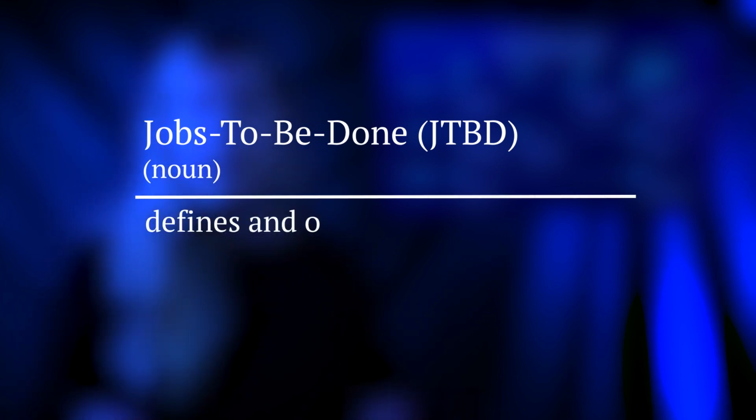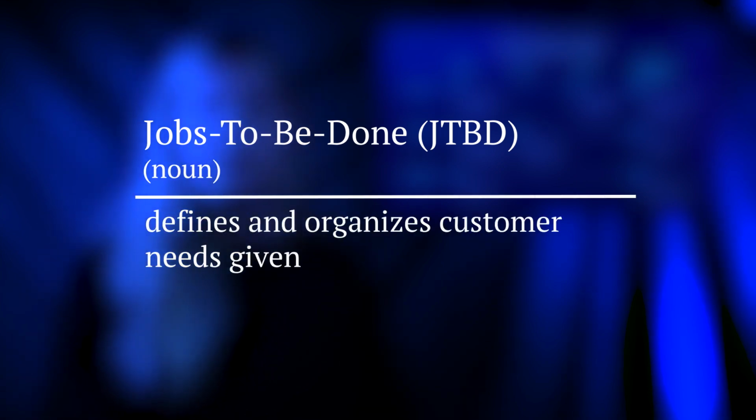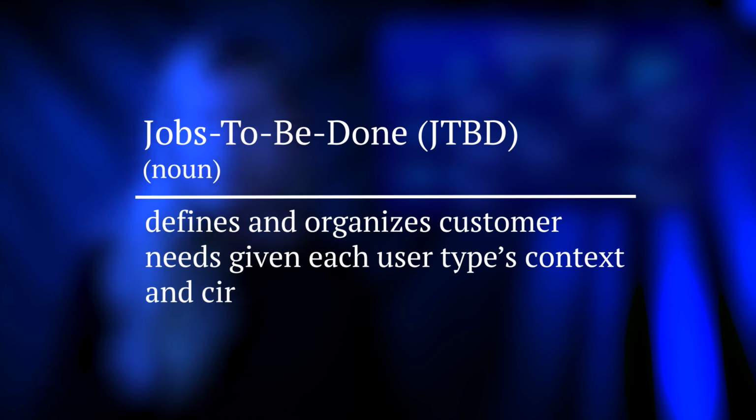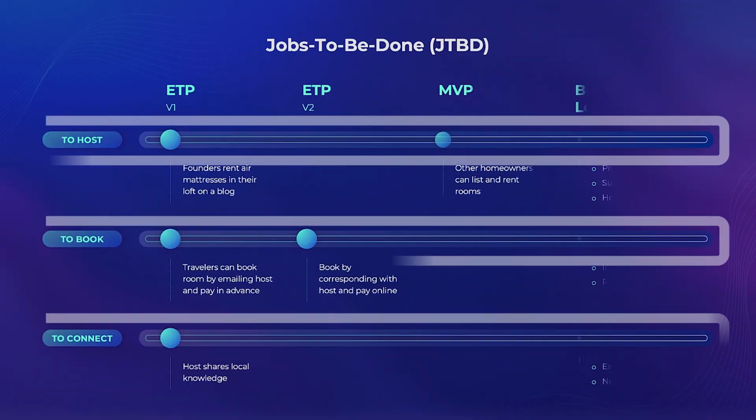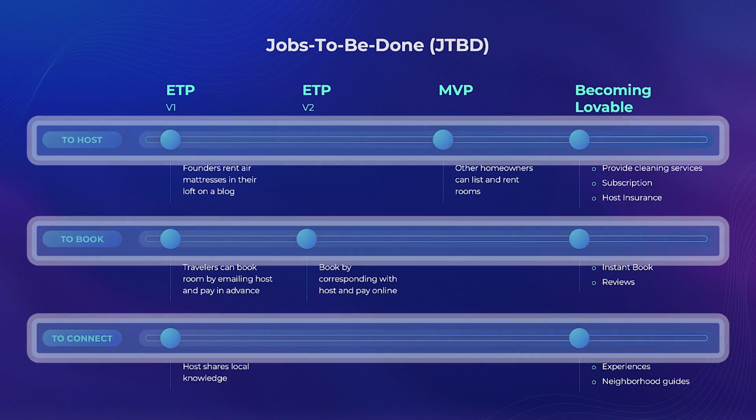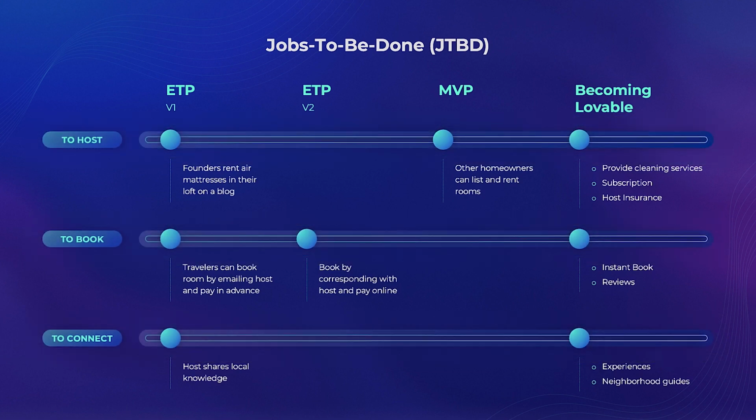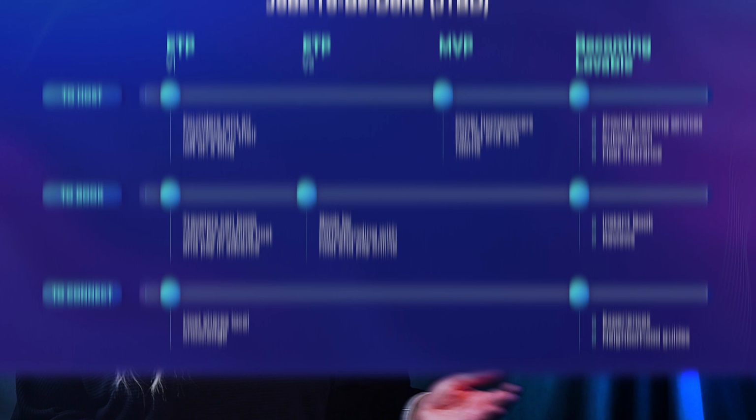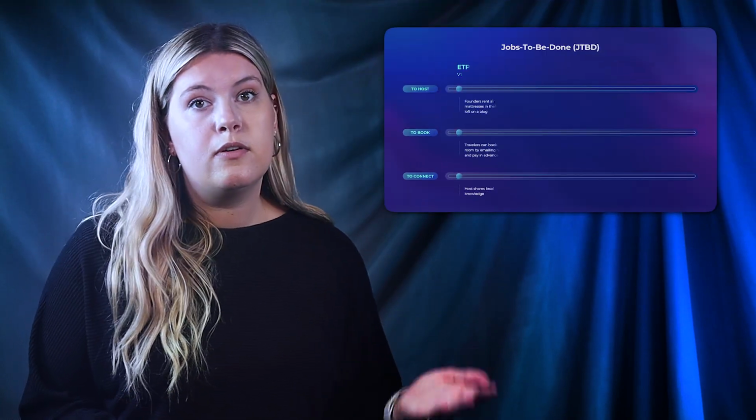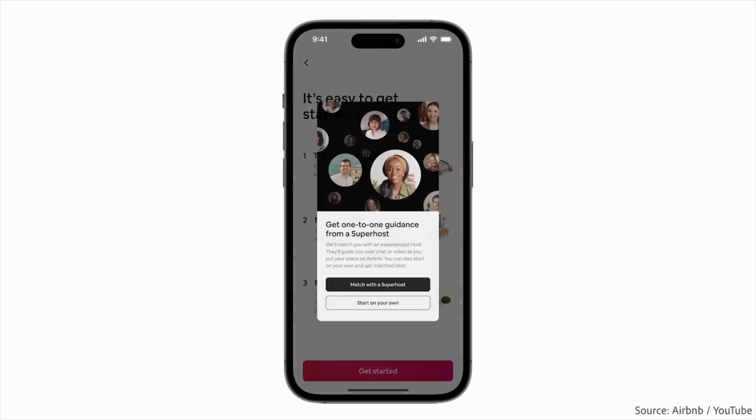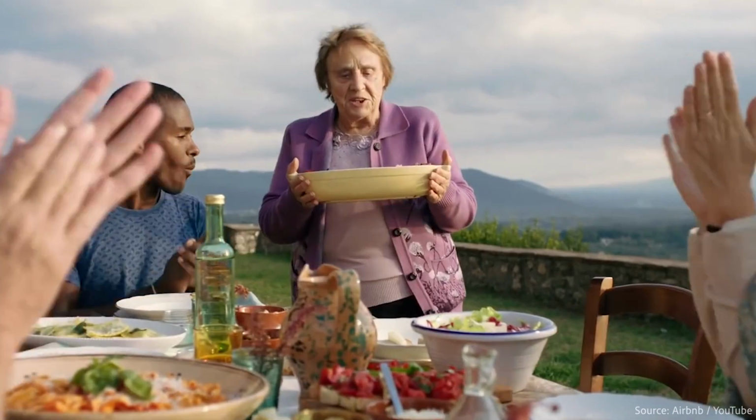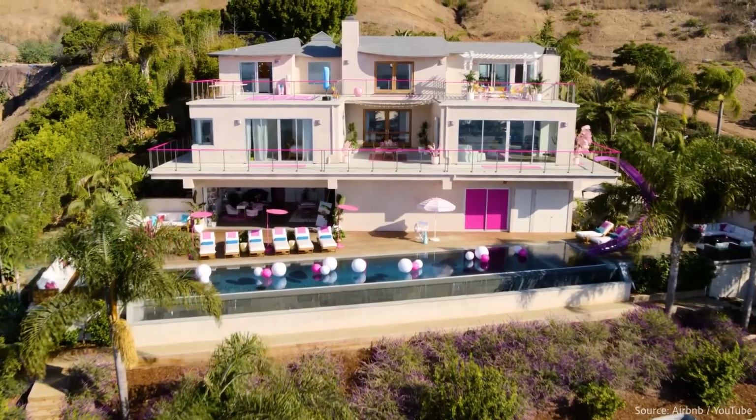JTBD defines and organizes customer needs given each user type's context and circumstances. The example here shows 3 tracks for 3 user types whose goals and JTBD may differ. This is useful for products who have 2 or more different customer types, such as a marketplace app like Airbnb, where there are hosts and travelers who both need to be serviced.